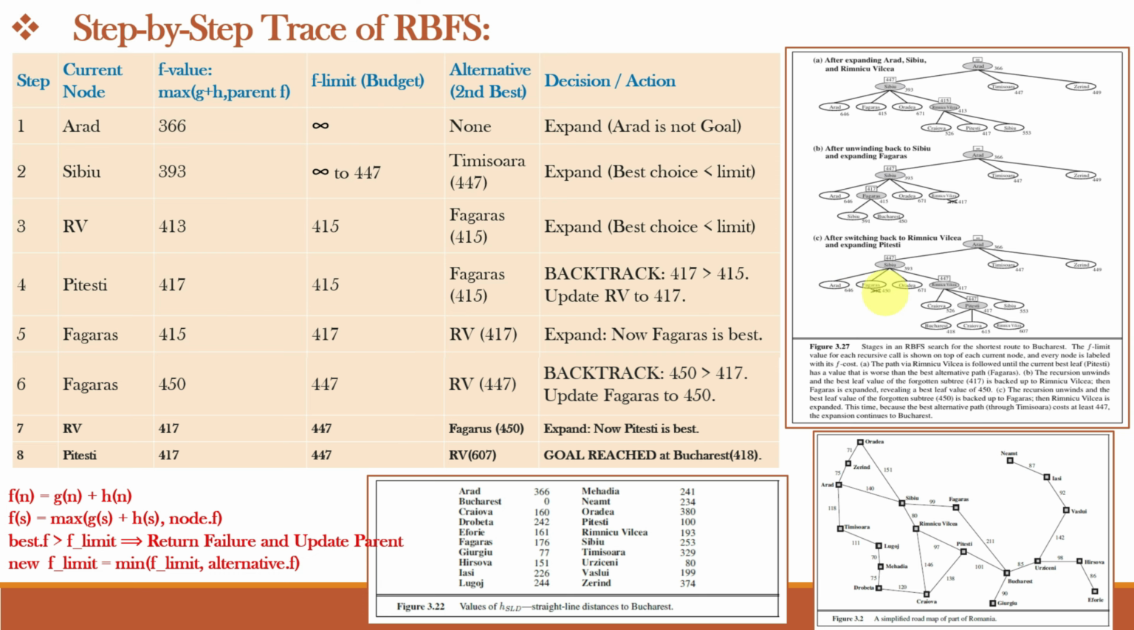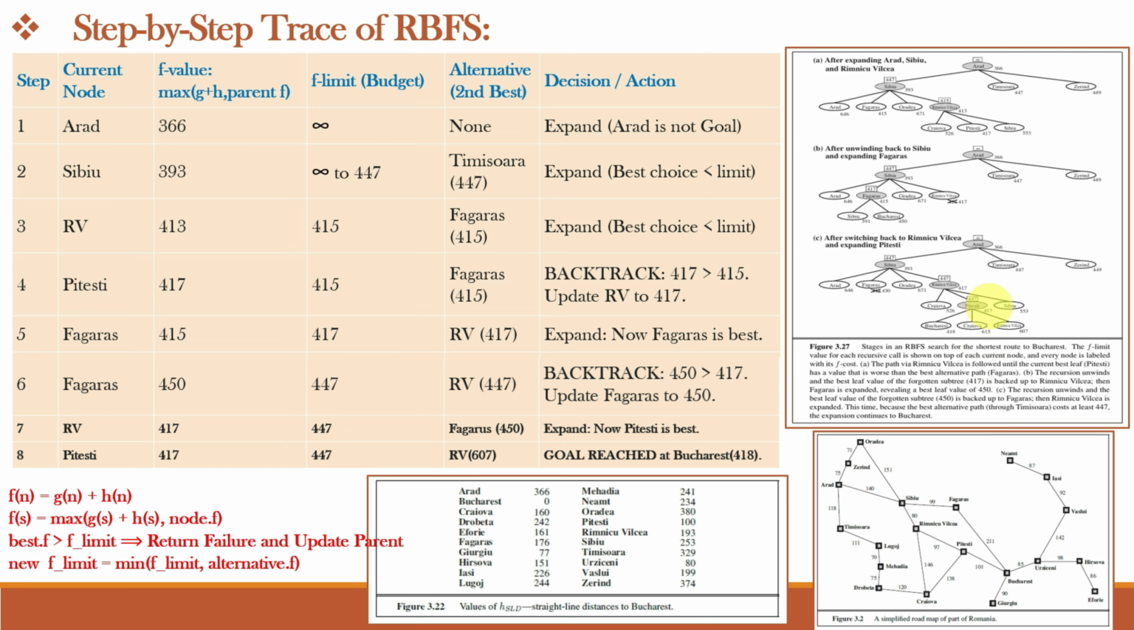that is 450. So now new F limit is equal to minimum of current F limit. So current F limit is 447, comma, alternative F is 450. So minimum of 447 and 450 is 447. So our new F limit will be 447, which we will write in a square box above the best node Rimnicu Vilcea. Now we check whether Rimnicu Vilcea is our goal node. No. So we expand Rimnicu Vilcea. So from Rimnicu Vilcea we can go to Sibiu, Craiova or Pitești, that is shown over here.